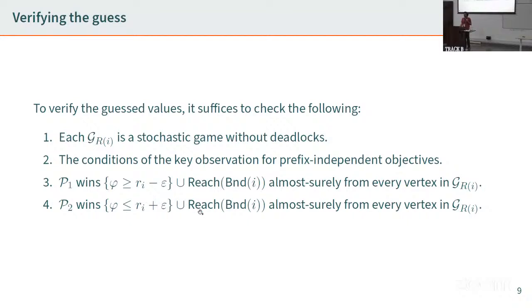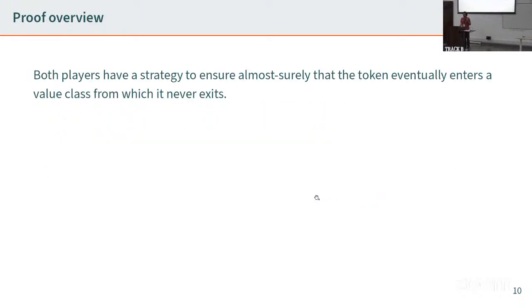I'll give an overview of the proof for this, as in why, if these 4 conditions hold, it implies that our reduction is correct, our guess is correct. So I'll just briefly state the steps. Both players have a strategy to ensure almost surely that a token eventually enters a value class from which it never exits. So you have multiple value classes. It could be the case that the token keeps moving between value classes forever.